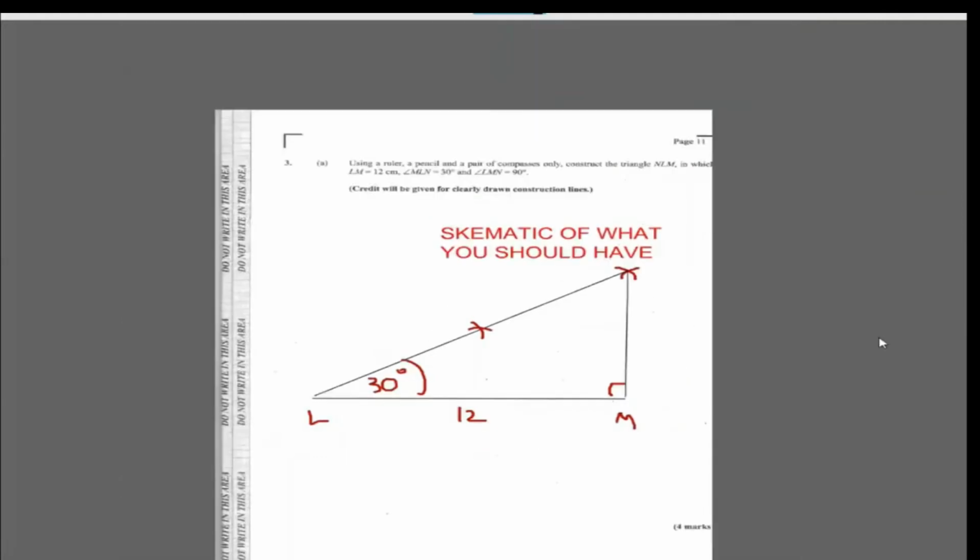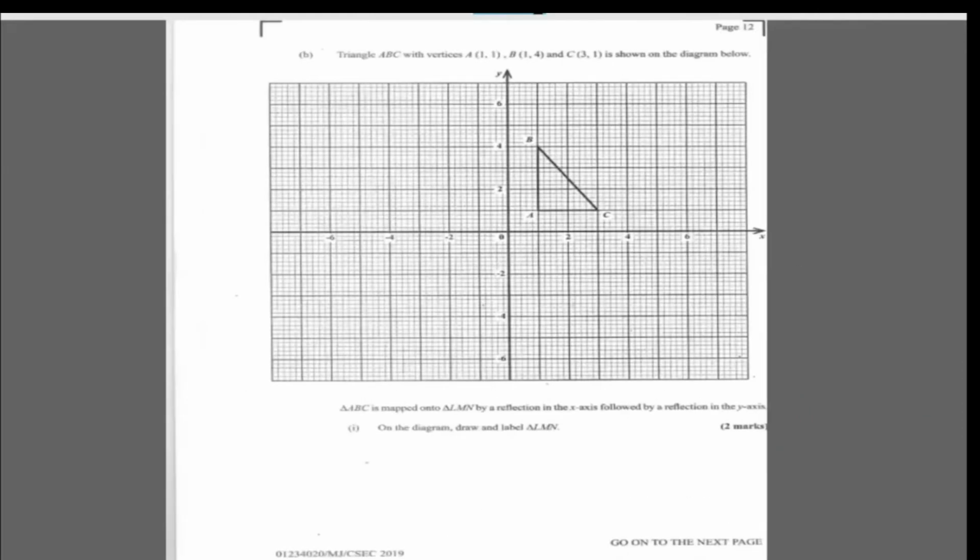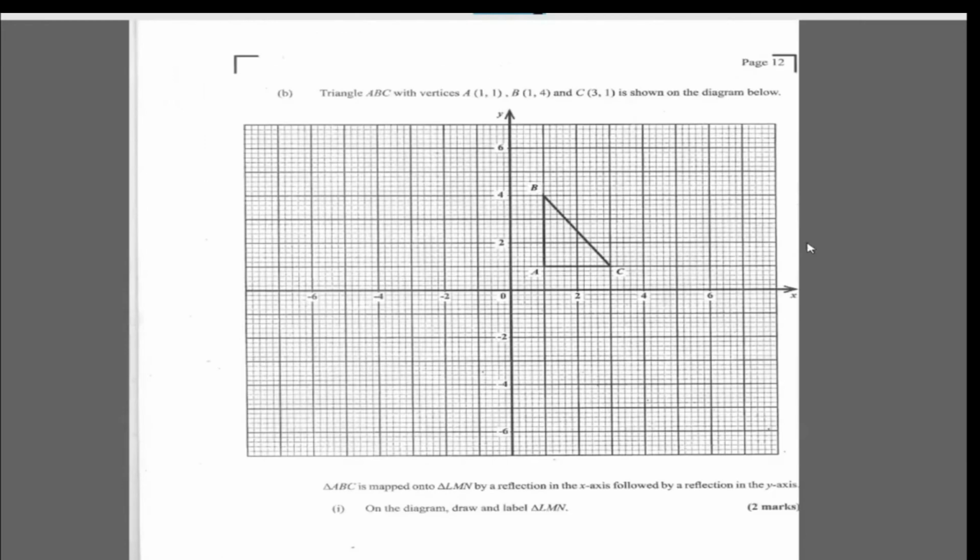So that's just construction. Now let's look at this question. Back to the real mathematics, because construction is so boring.